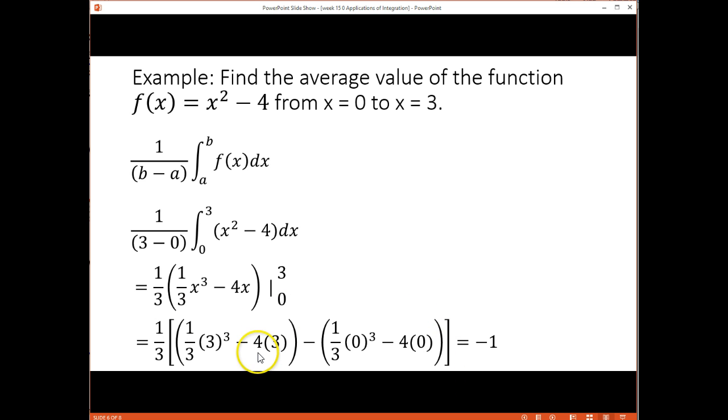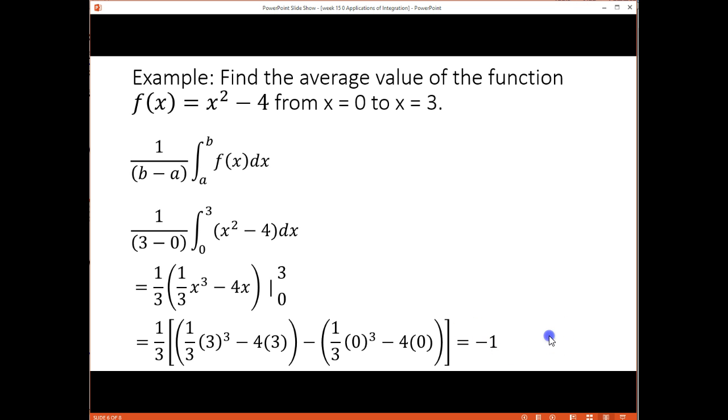And when I evaluate this at 3, I get 1/3 times 3 cubed, which is 9, minus 4 times 3, which is 12. So 9 minus 12 is negative 3, and the value at 0 is just 0. And negative 3 times 1/3 is negative 1.